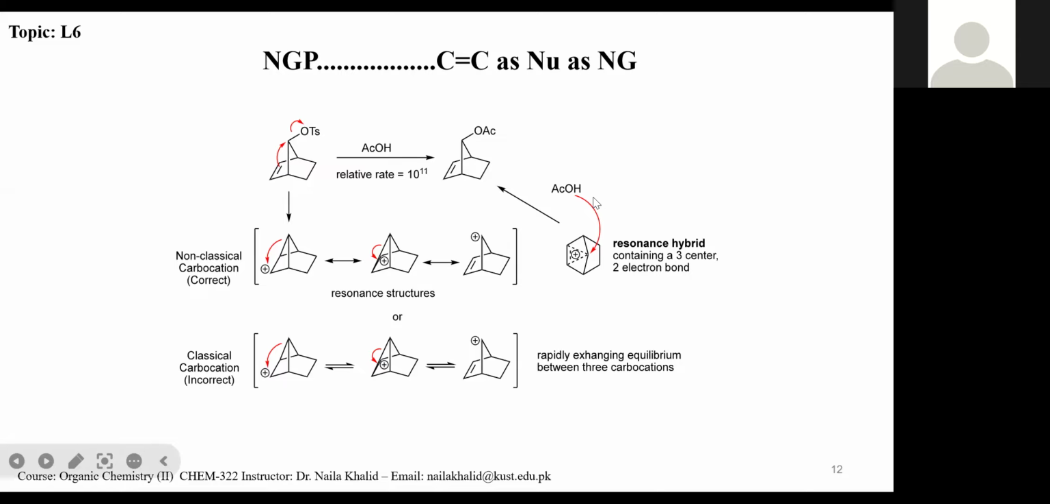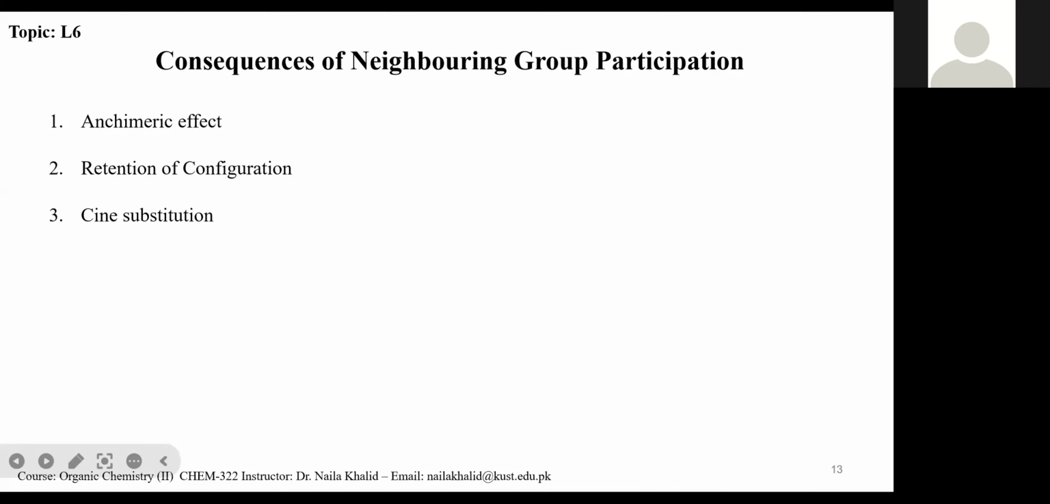So acetic acid, the acetoxy group, will attack over here as another nucleophile. It is acting as a nucleophile, and you will get this type of product. So this is the mechanism of the reaction. Now, what are the results of neighboring group participation? Consequences of neighboring group participation.